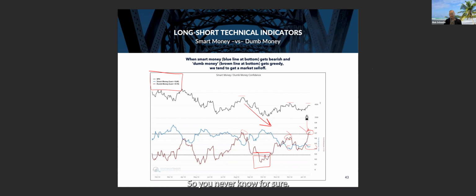So you never know for sure, but I just want to give you a sense of the types of things that you can look at to get an idea, like a map of where you are in a market cycle. So the bottom line on it is we got a long ways to go. There's going to be a lot of volatility, and you want strategies that can mitigate and manage that volatility.